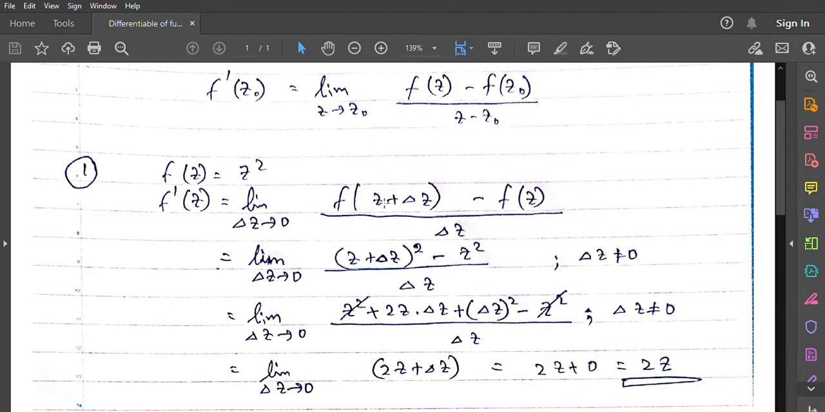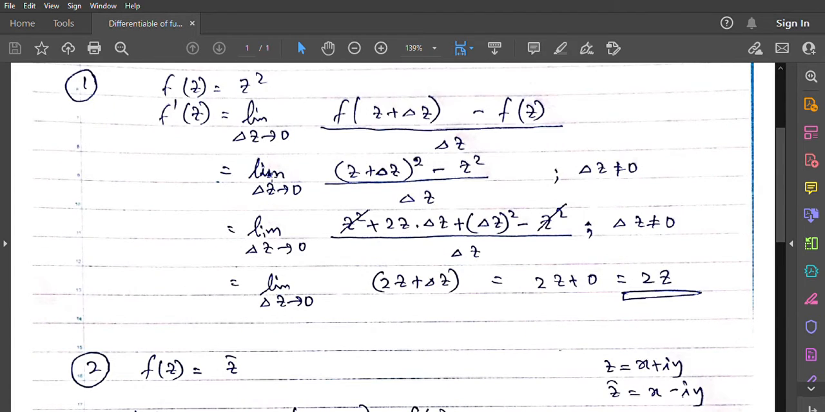If not, we use our normal equation for differentiability as the limit as delta z tends to 0 of f z plus delta z minus f z over delta z. So here let us take the function f z equals z square. So f z plus delta z equals z plus delta z square, minus f z which is z square, over delta z.